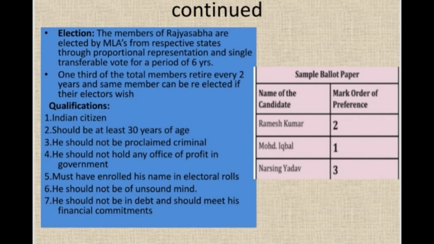An MLA, say some candidate, takes this ballot paper and ranks Iqbal with first preference, then Ramesh Kumar with second preference, and Narsingh Yadav with third preference. In this case, whoever gets the most first preference votes will be declared the winner.